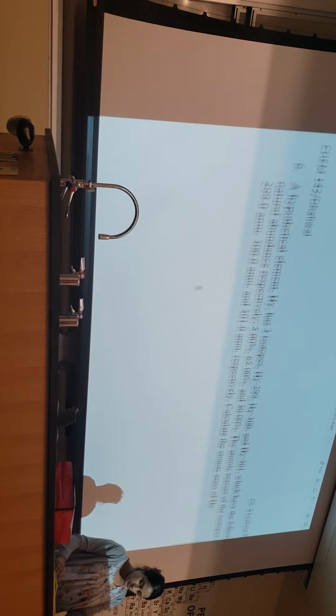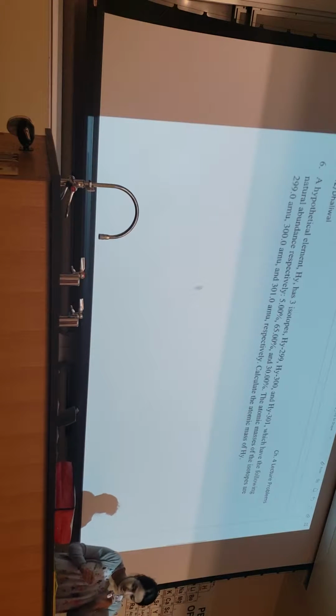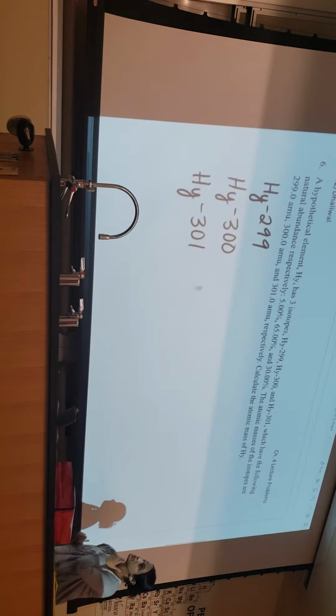So if I look at this one here, I have a hypothetical element. I'm just calling it HY, just the first 2 letters. Has 3 isotopes, meaning it has 3 different neutrons. The nucleus is slightly different. So I have the 3, HY 299, 300. Now these are the mass numbers. Now notice how they got these numbers.